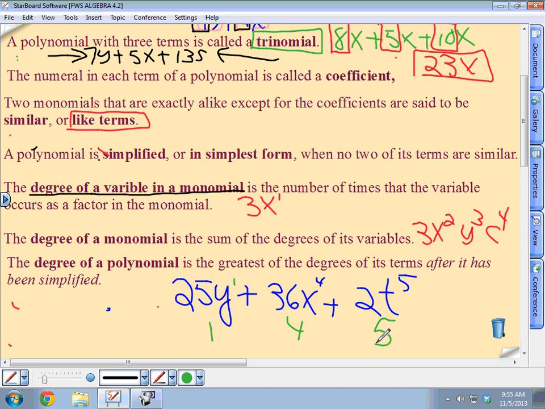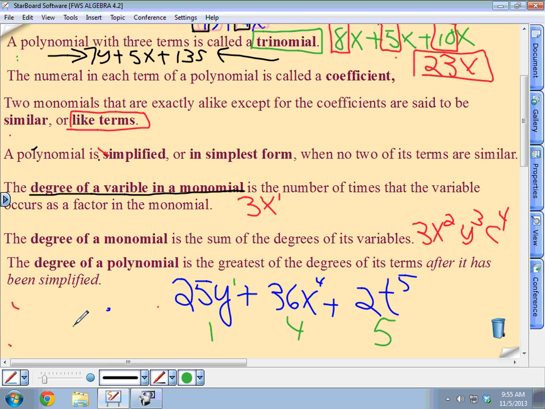And now read the definition again. It says the degree of the polynomial, this whole polynomial, is the greatest of the degrees of its terms after it has been simplified. Well, you guys would agree with me this has been simplified because there's no like terms. If you took away the constants, there's no like terms to simplify. So this is already in simplest form. So the degree of the polynomial is the greatest degree of its terms. What's the greatest degree of the terms, Felix? 2t to the 5th. So what degree is that? 5. So this is a 5th degree polynomial. Okay? All right. We've all got that.